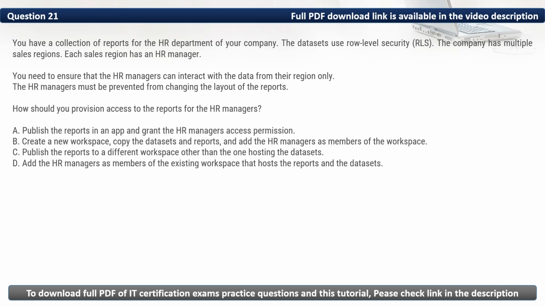Question 21. You have a collection of reports for the HR department of your company. The datasets use row level security. The company has multiple sales regions. Each sales region has an HR manager. You need to ensure that the HR manager can interact with the data from their region only. The HR managers must be prevented from changing the layout of the reports. How should you provision access to the reports for the HR managers?